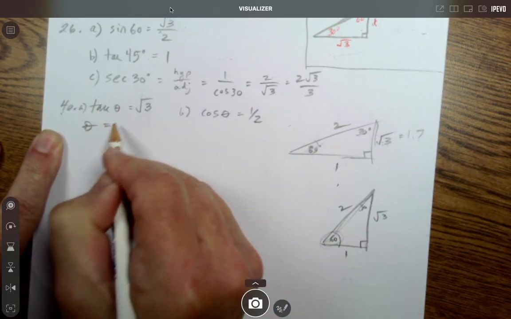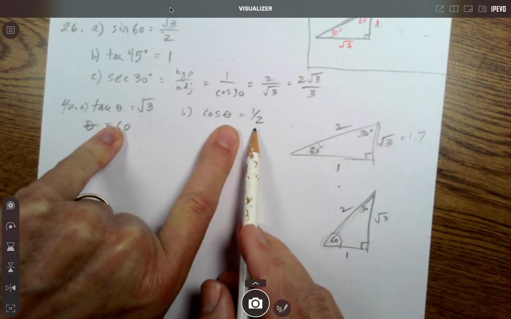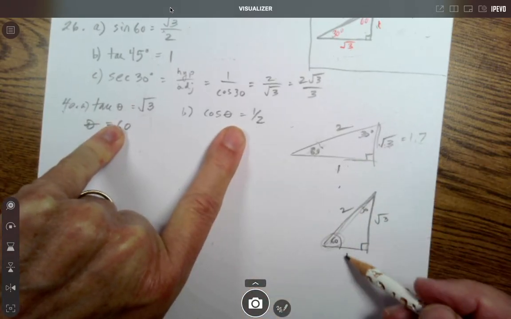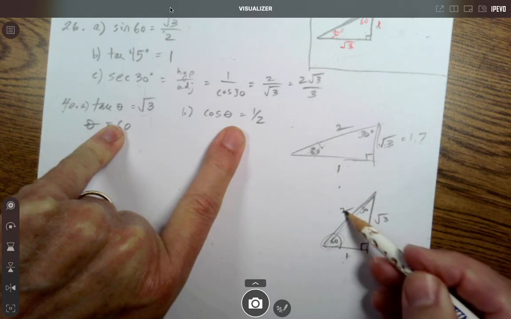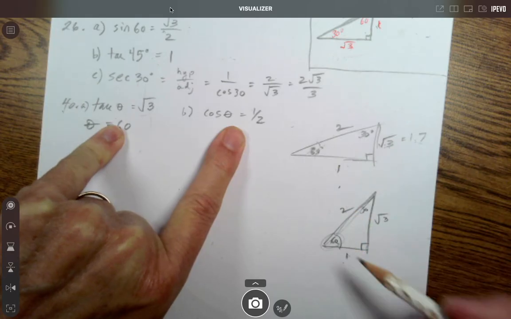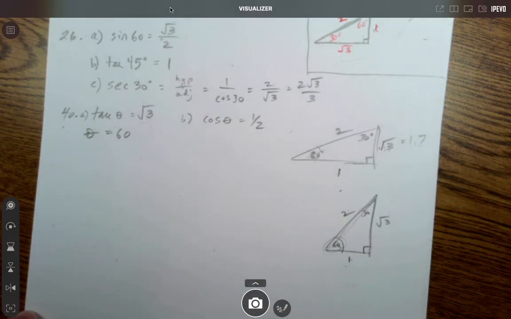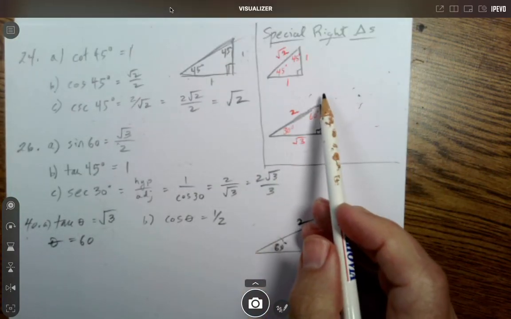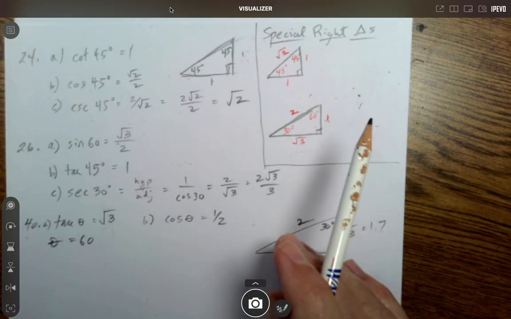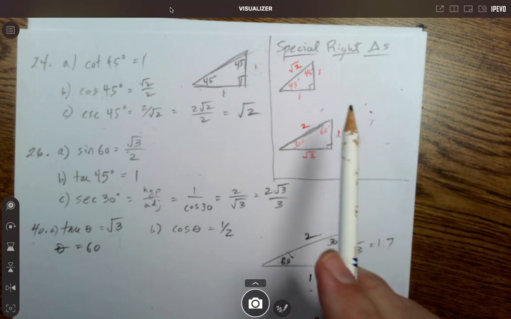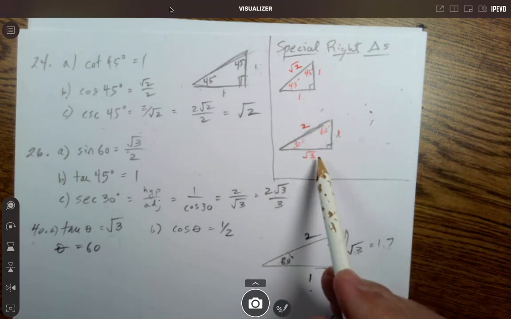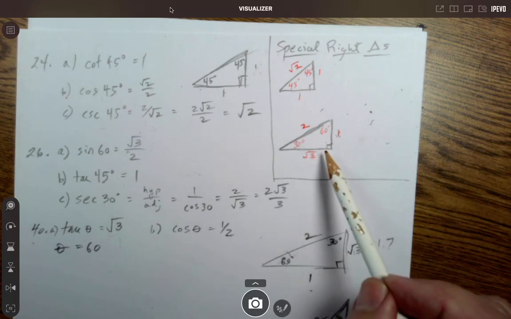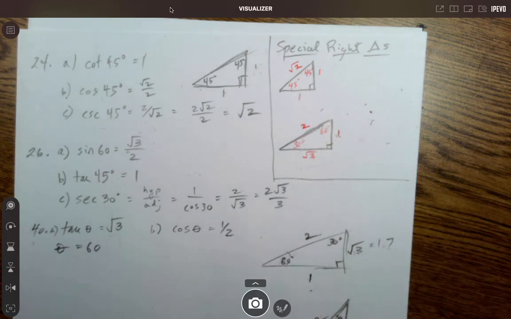So the angle must be 60. So theta is 60. What about this one? Cosine is 1 over 2. So cosine is 1 over 2, right? So the angle is 60. All right. So that's 40. So memorize these. Write them somewhere. Write them on that piece of paper I said that you could write all these formulas on. Put those on there. All right, these are two special triangles you should be very familiar with. It's going to save you a lot of time. All right, so that's 40, and I think I'm done.